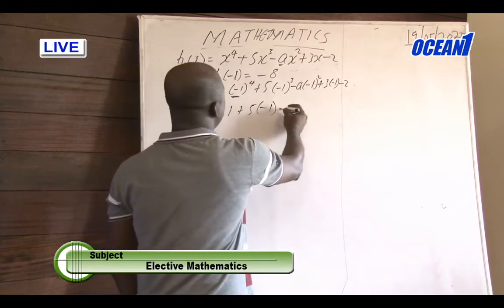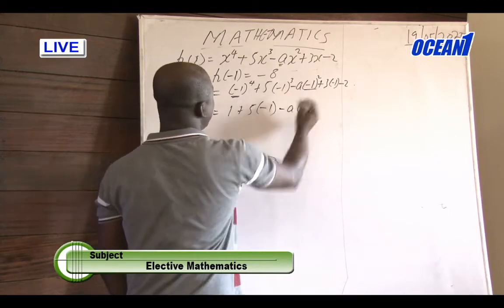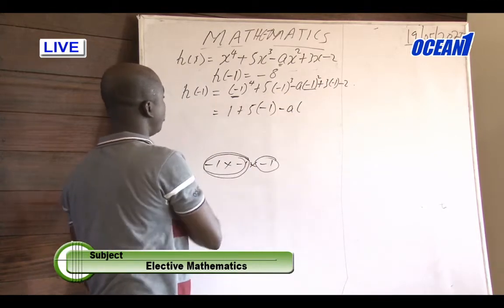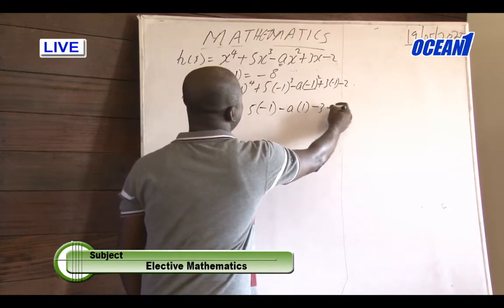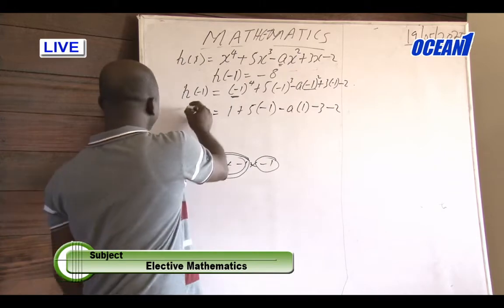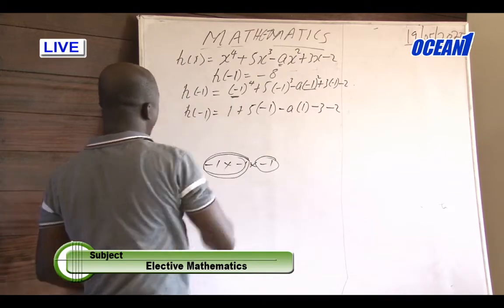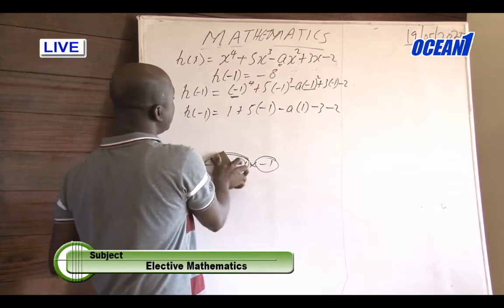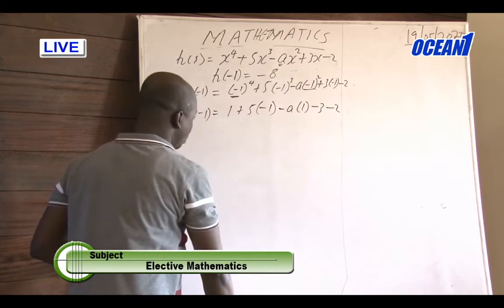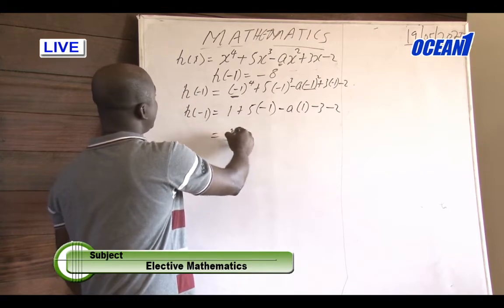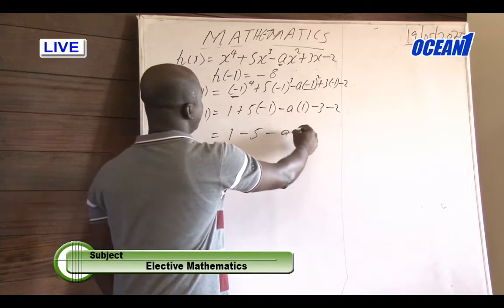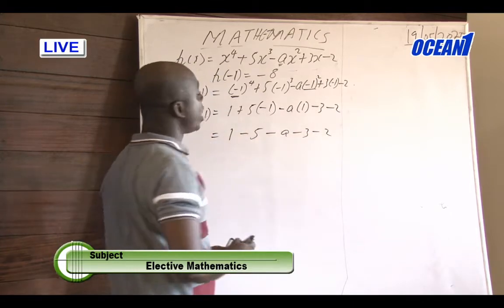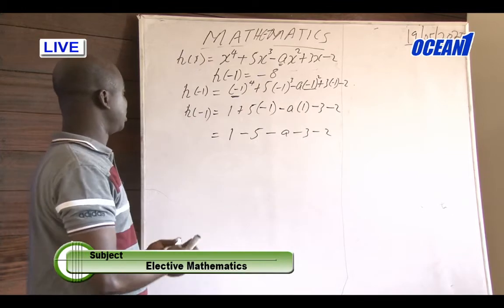Then minus a, we have already shown that 2 of them will become positive. Therefore, you have positive 1. Then minus 3, then minus 2. This would have been our simplification for h of minus 1 if that is what we were told to do. So simplifying further, we are going to get 1 minus 5 minus a minus 3 minus 2. Work out all the numbers and leave the variables.